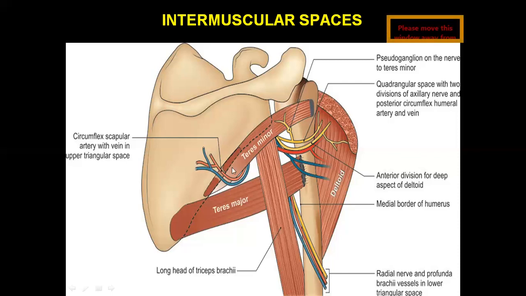In fact, we can discuss the boundaries also here only. In the upper quadrangular space, the upper boundary is formed by the lower border of the teres minor. Laterally it is the surgical neck of the humerus. Medially it is the long head of triceps and inferiorly it is the upper border of teres major. Like this, we have a quadrangular space.